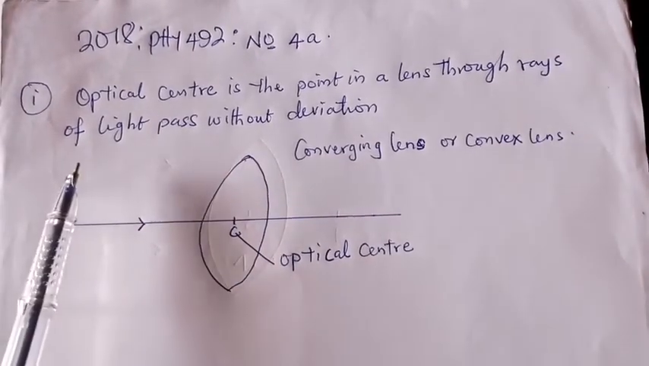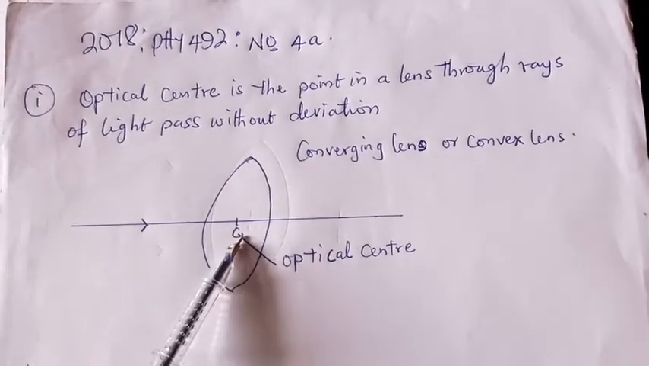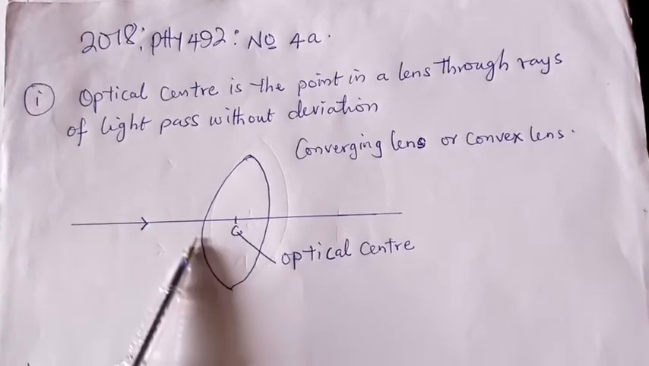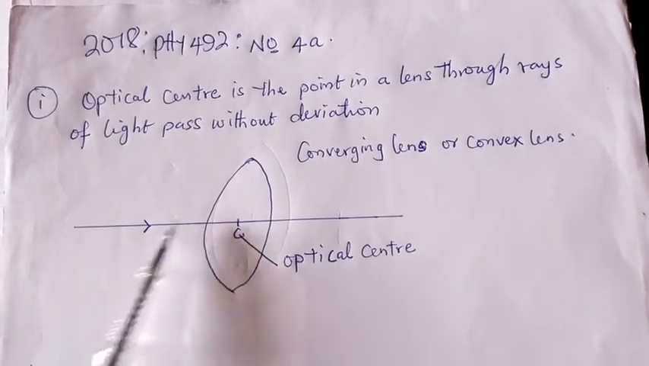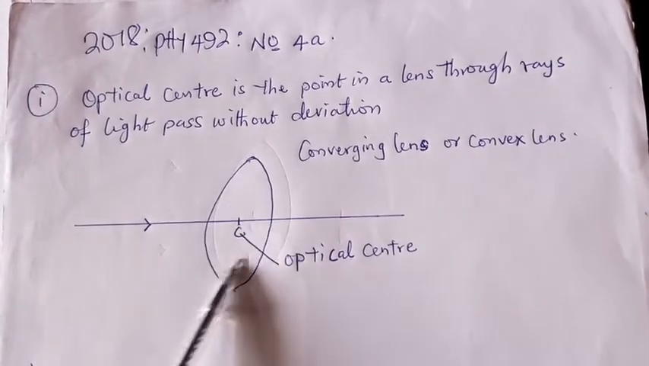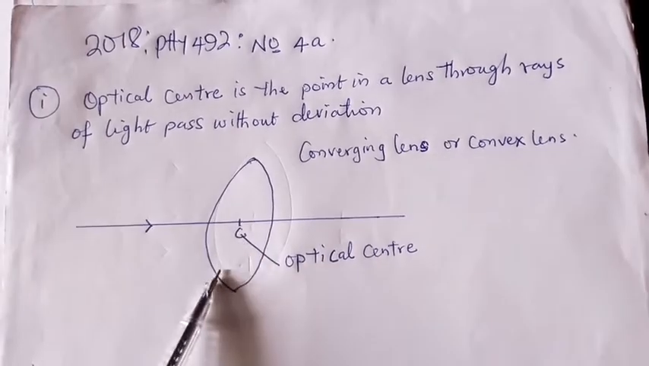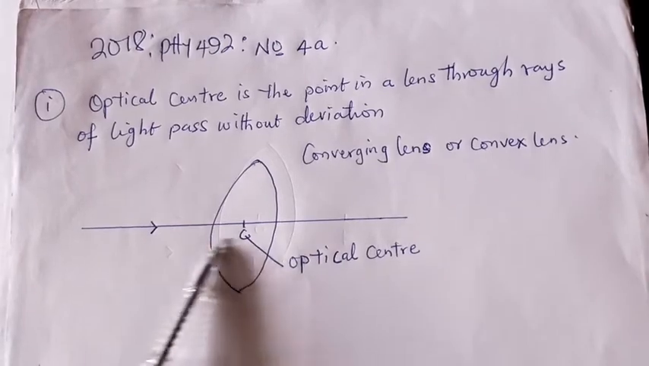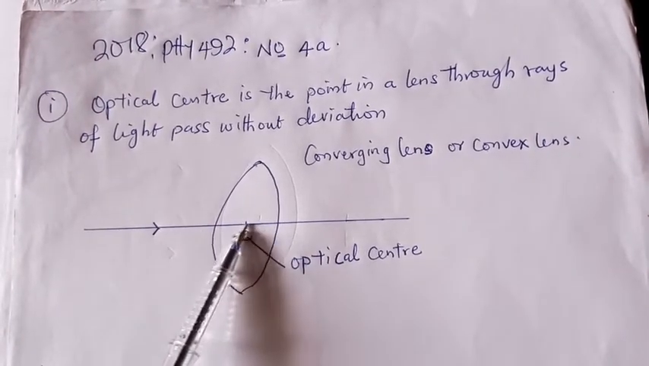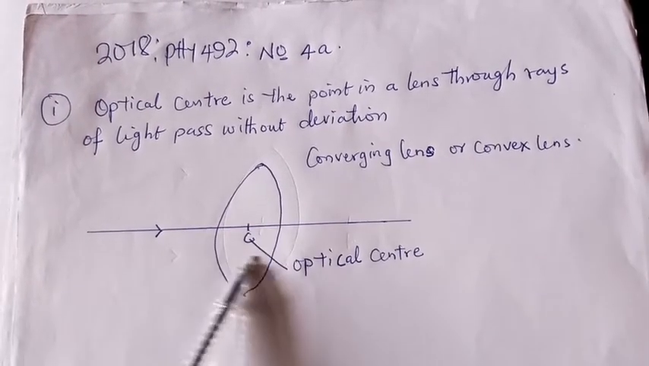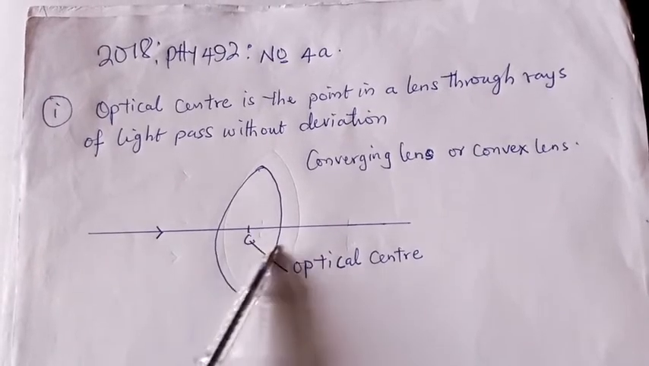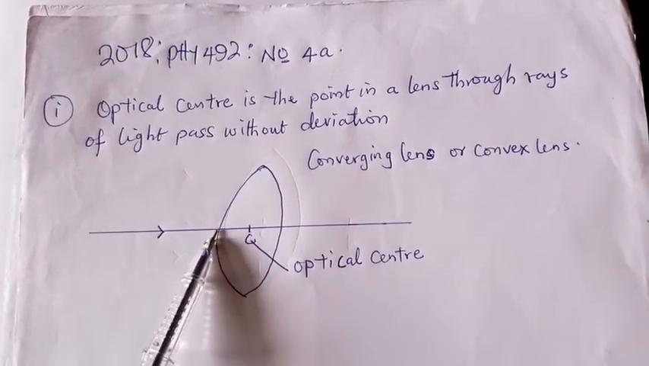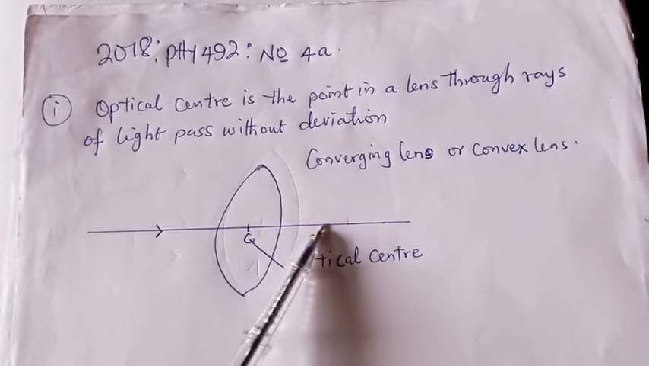The first question there talks about optical center. We should draw a convex lens to represent an optical center. This is a converging lens, or we call it a convex lens, and it has a principal axis given as a line drawn. This principal axis will enter into this lens and it will not deviate. It will just enter like this without deviating.